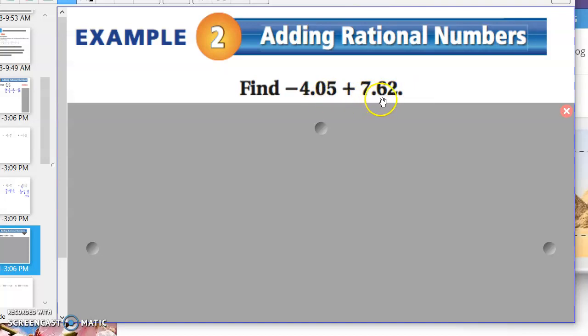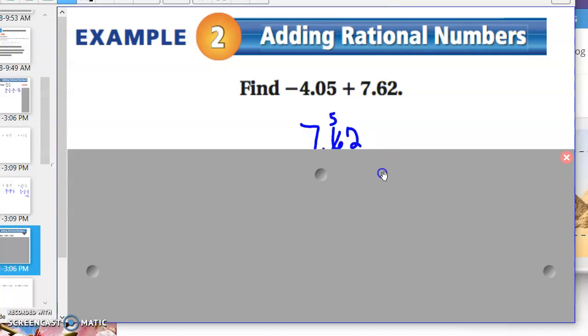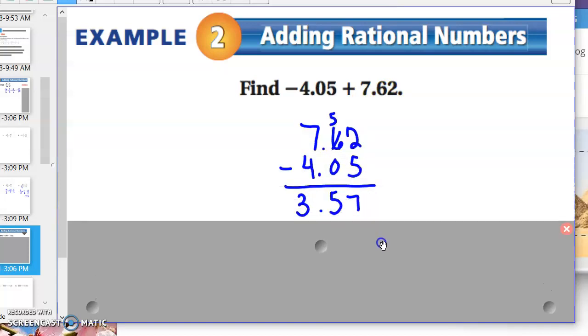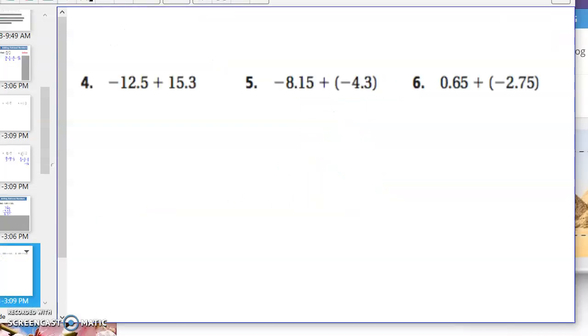So because these have different signs, I want to subtract. And of course, I want to subtract 7.62 minus 4.05. So then when I subtract those numbers, I get 3.57. And I use the sign with the bigger number, so my answer would be positive 3.57.